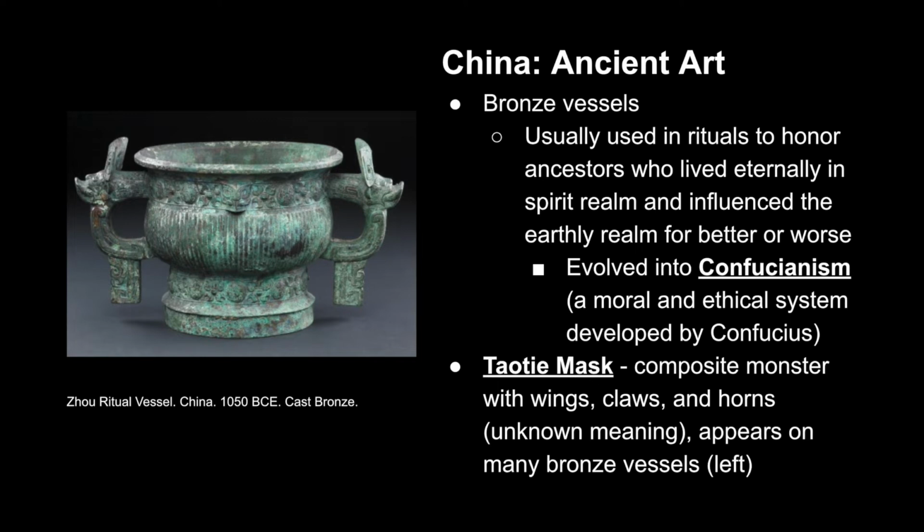Within these bronze vessels, we see a common motif of the Tao Tie mask, which was a composite monster made up of a mix of wings, claws, and horns. Unfortunately, the meaning is lost to us now, but it actually appears on many bronze vessels throughout this time period.